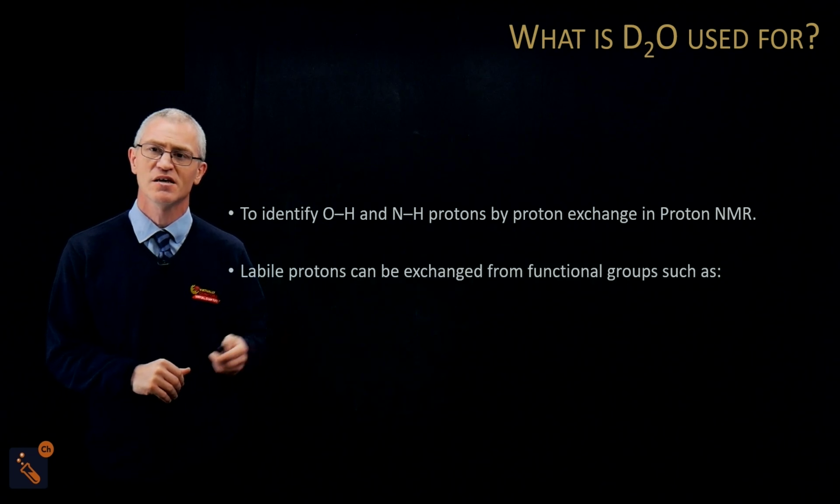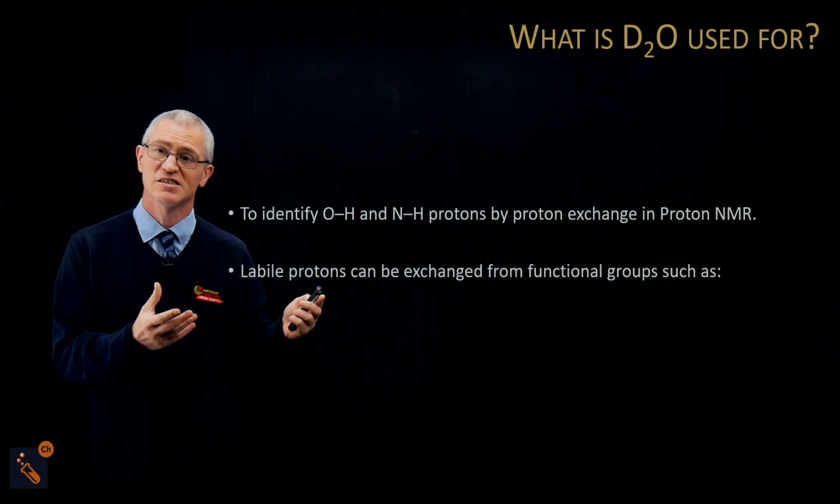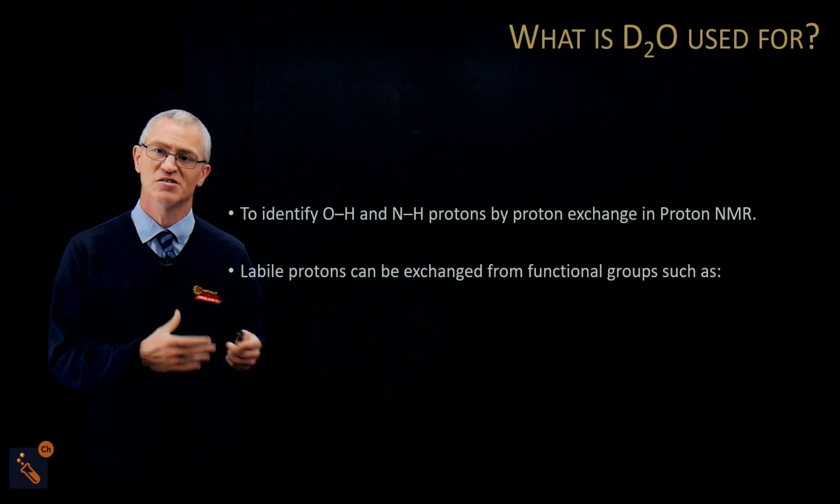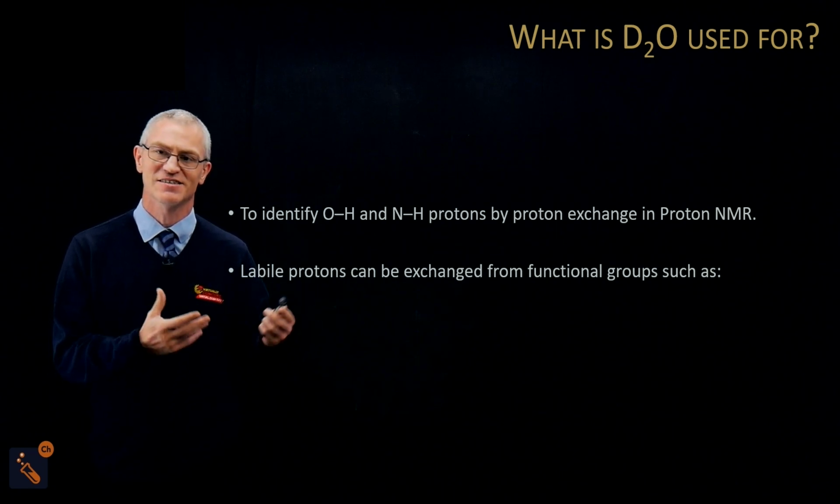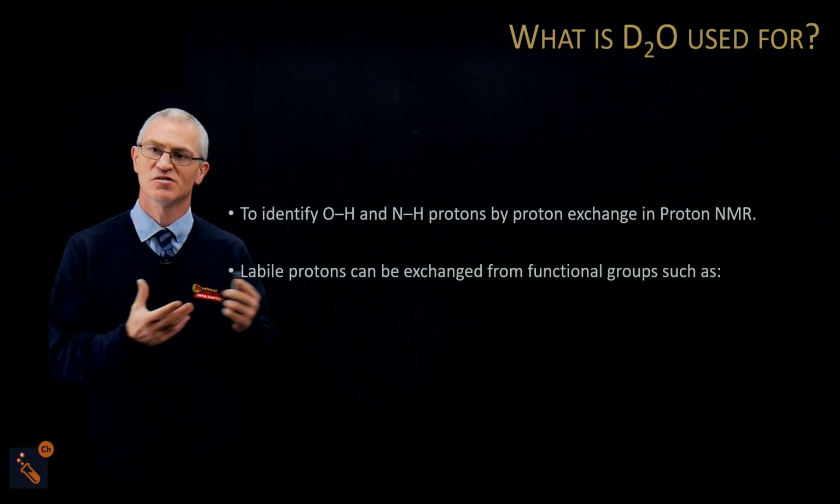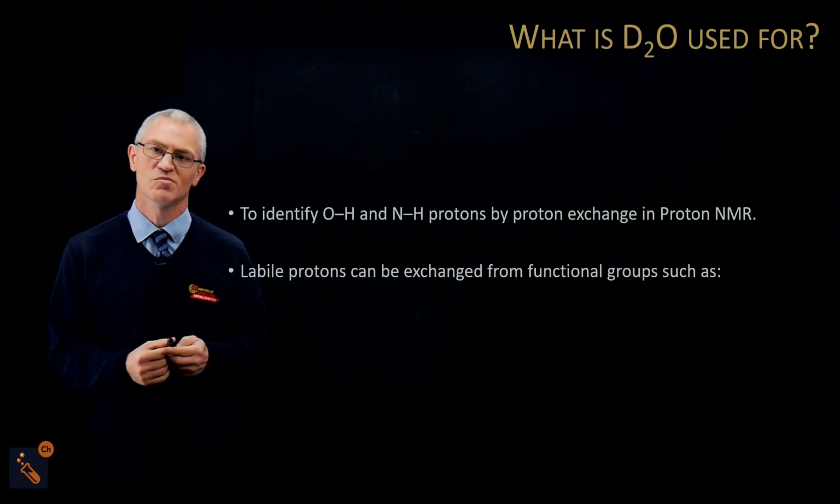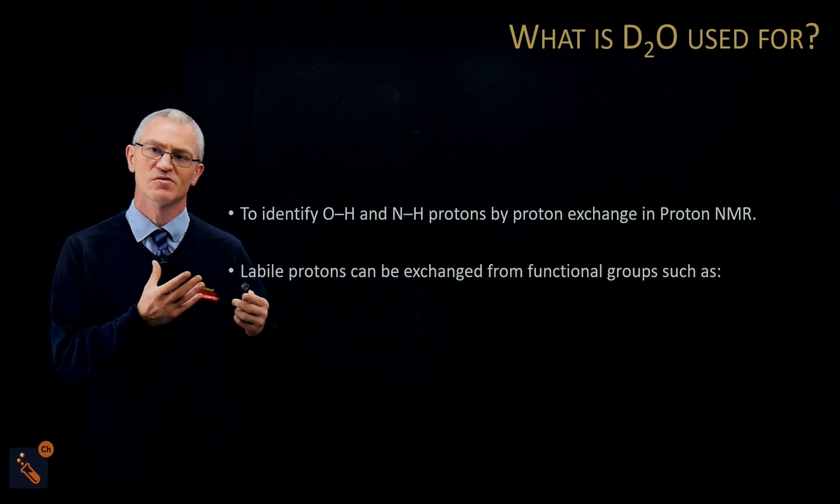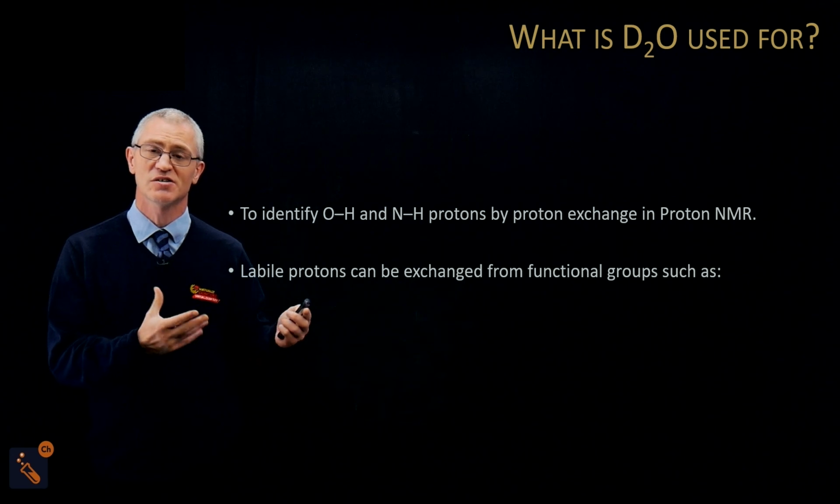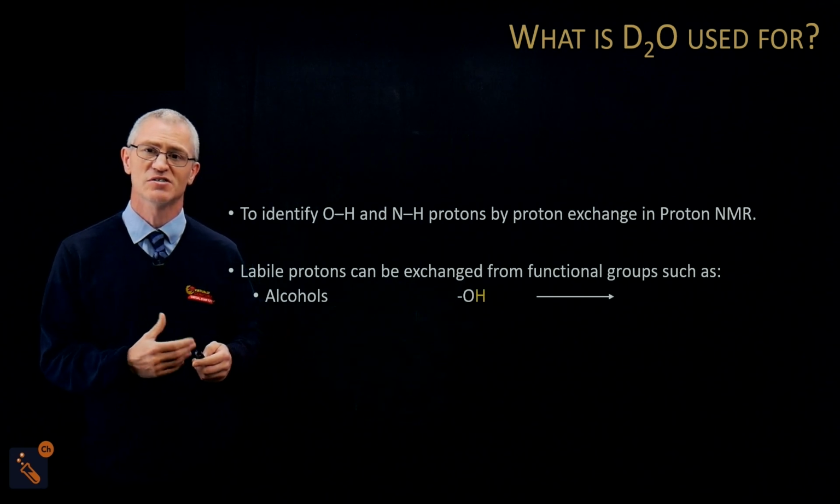Now, the labile protons, which means easily removed protons, can be exchanged. So think about it as anything that's acidic, you can find the deuterium will exchange with that proton. Now you add the deuterium oxide to it and you get certain changes. And we'll have a look at it to start off with.